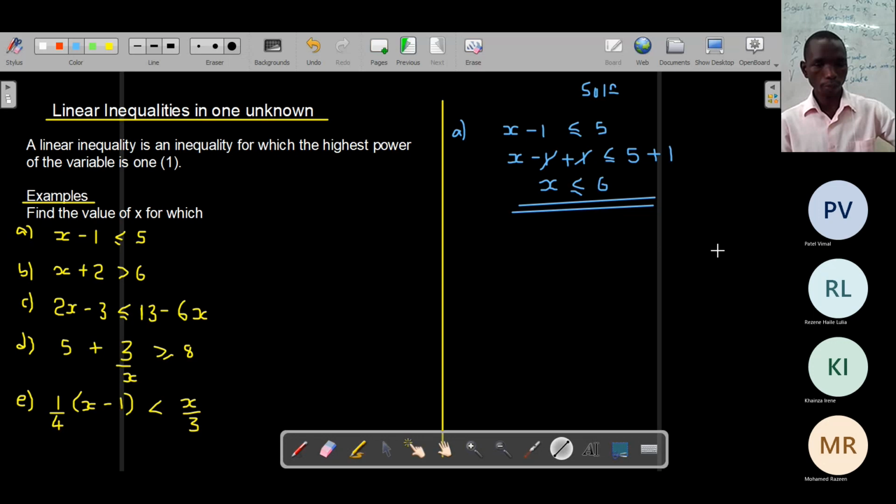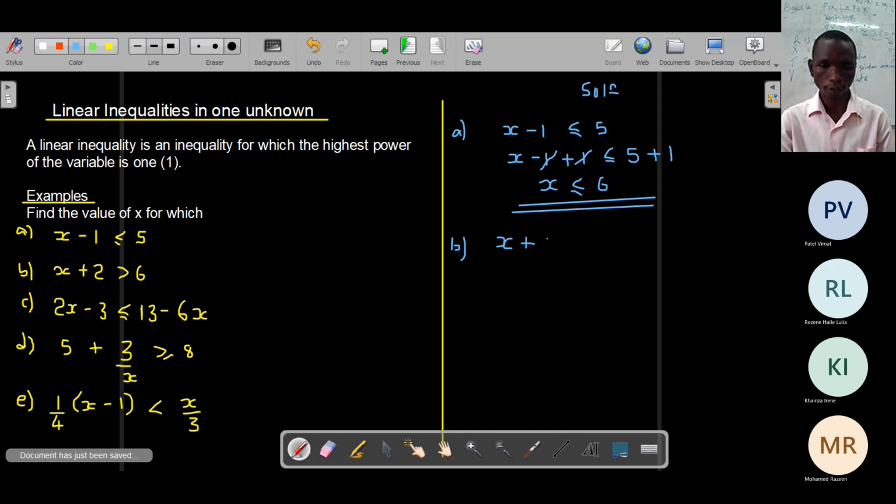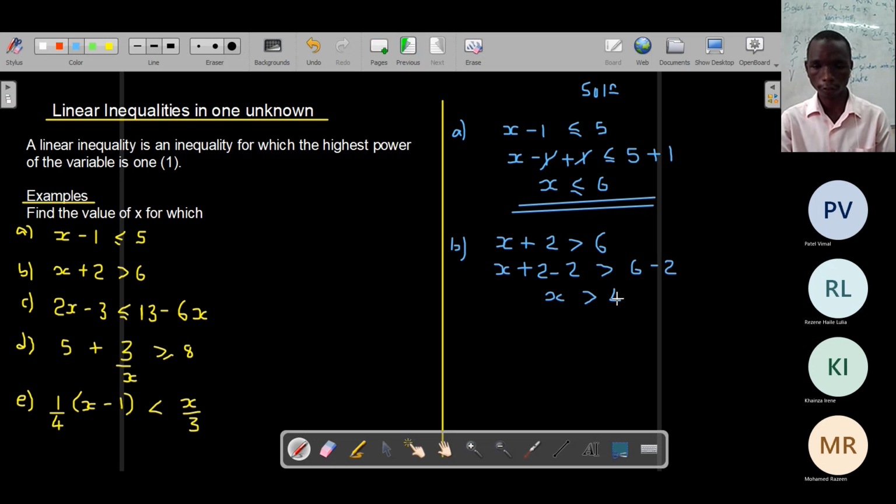So we can do the same to B, because B also is just similar. B, they want us to look for x again. There we have x plus 2 which is greater than 6. So we take the 2 to the opposite side. We are looking for the value of x, so we subtract 2 on both sides. And subtractions don't change the order of the inequality, so that's why the sign remains when you subtract 2 on both sides. So this side will remain with x, which will be greater than 4. And that's the answer to B.